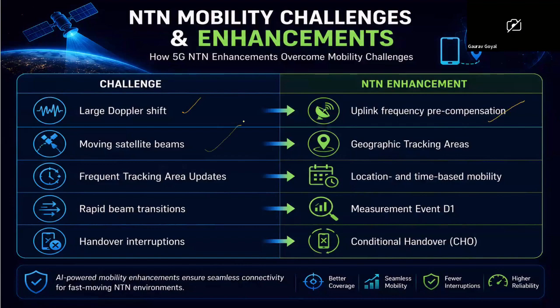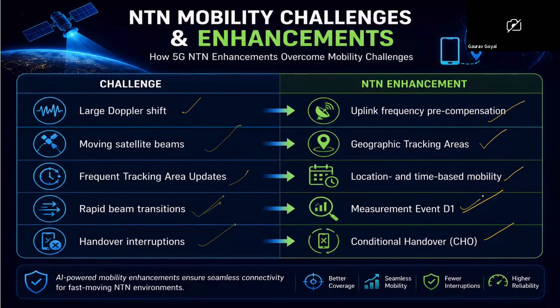Then we have moving satellite beams, which can be resolved by geographical tracking area or fixed geographical tracking areas. Then we have frequent tracking updates in case of NTN, but that can be resolved with the help of location and time-based mobility. So here we have rapid beam transition, but here we have T1. And here we have handover interruption in NTN that can be resolved with the help of conditional handover, right? And rapid beam transition can be resolved with the help of T1.